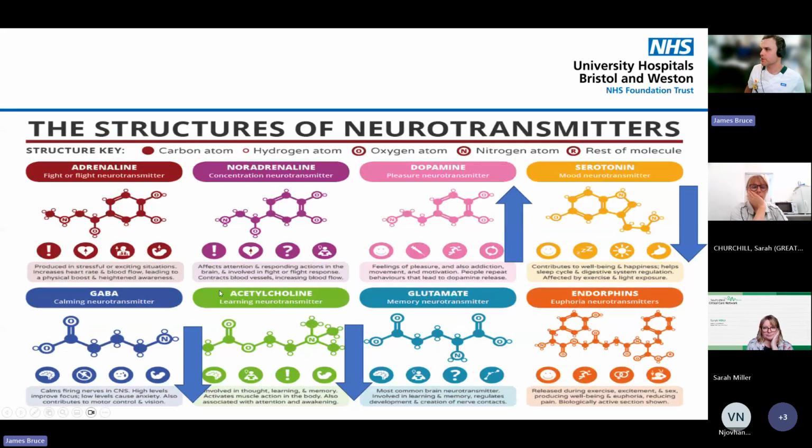So if we think about neurotransmitters, this is a huge one that we should be aware of. Evidence tells us that in patients with delirium, we have a reduction in serotonin, a reduction in GABA, and a reduction in acetylcholine. If you think about what those neurotransmitters do, serotonin affects our mood, GABA has a calming influence, and acetylcholine is our learning transmitter. So all of these transmitters are blocked.